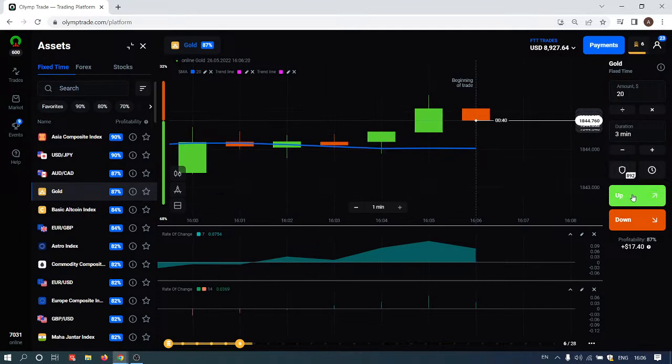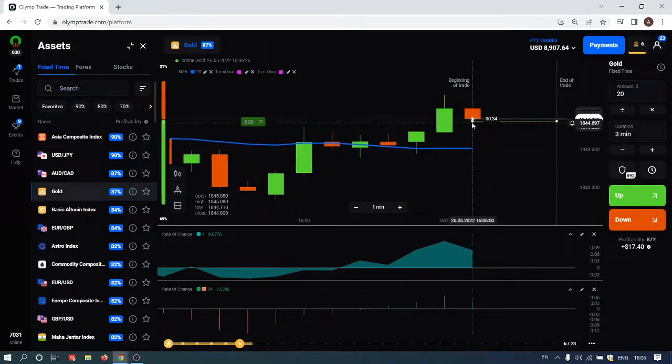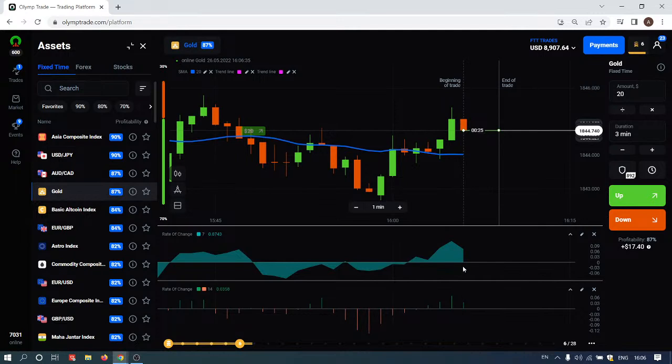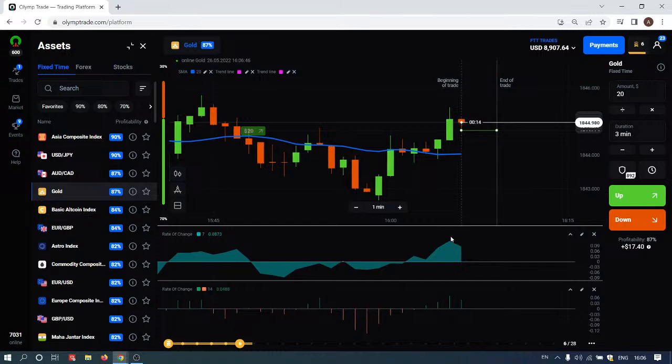So guys, let me go ahead and open my first trade here for you. My first trade is on gold. As you can see, we are currently trading above the 20 SMA, well above. And next, the fast ROC and the slow ROC both indicate bullish sentiment, so upwards sentiment on this chart.